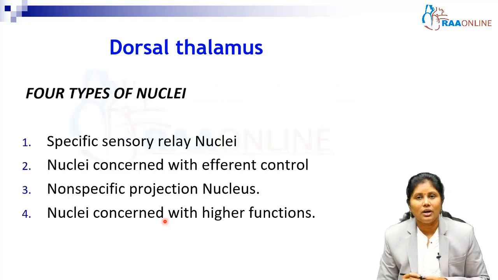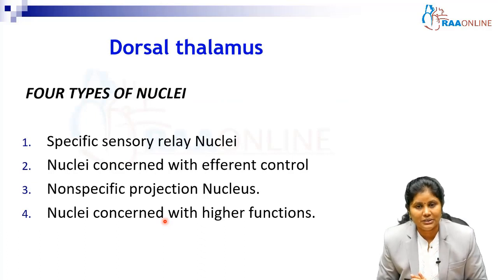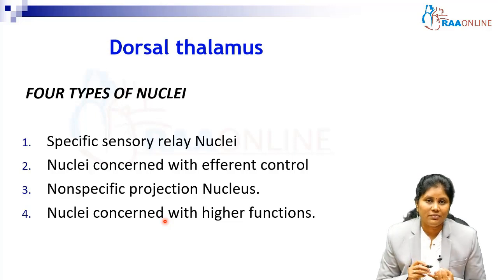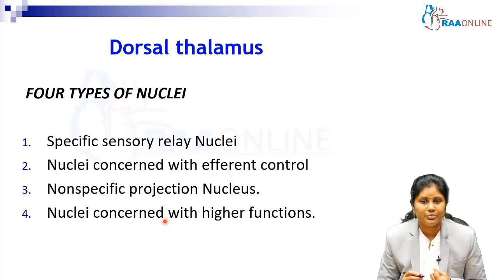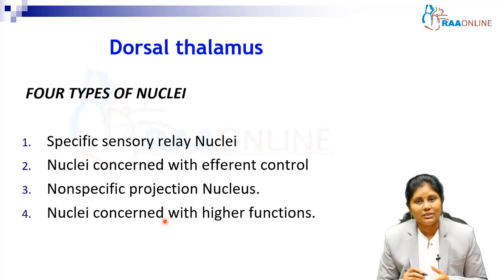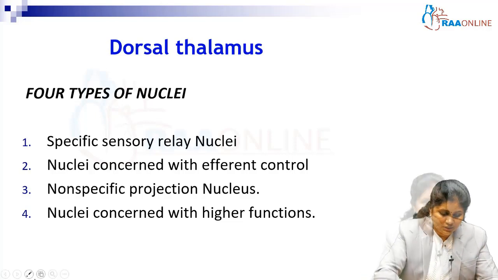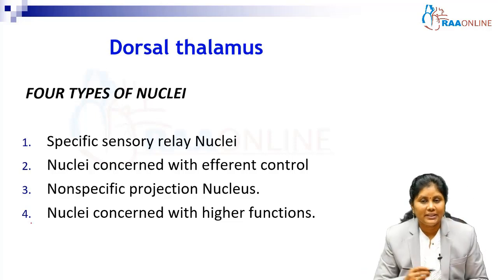Then coming to the dorsal thalamus, there are 4 types of nuclei present in the dorsal thalamus. This is very, very important. This includes specific sensory nuclei, non-specific projection nuclei, nuclei concerned with efferent control, and nuclei concerned with higher functions. You can see here.